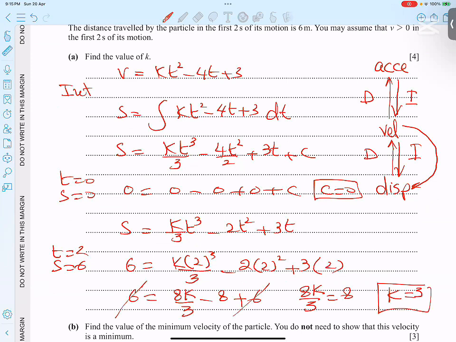So one choice: if you don't like this way, you can take the limits 0 to 2 directly, as I said, and plug 6 in the place of S and get the answer.